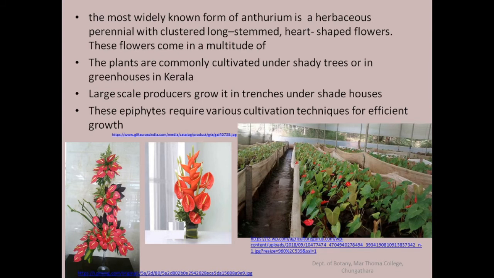The most widely known form of anthurium is a herbaceous perennial form with clustered, long-stemmed, heart-shaped flowers, and these flowers come in a multitude of colors. That is what we explained just now. And technically speaking, these are not flowers, these are actually the bracts or the leaves. In Kerala, we often cultivate this plant in various sheds or under shady trees, because this plant does not need much sunlight, or direct sunlight is actually harmful for the plant. So we normally grow this in sheds.